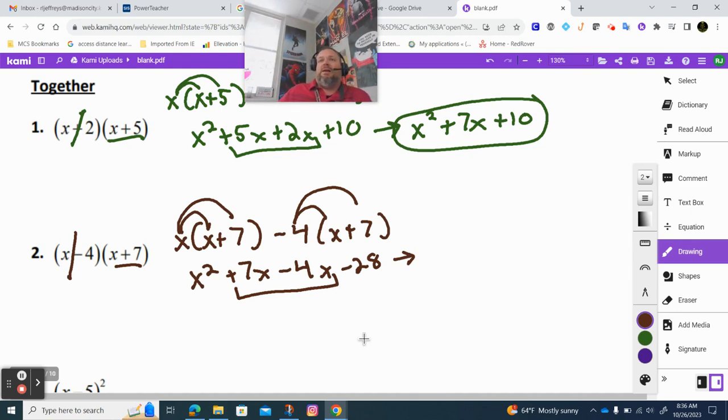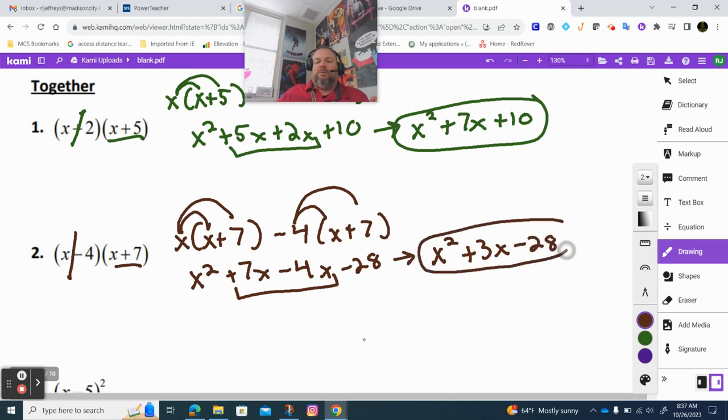Now, imagine if you're out trick-or-treating, you have 7 Reese cups, you eat 4 of them. What do you have? Exactly, 3 Reese cups. Have y'all figured out what my favorite candy is yet?